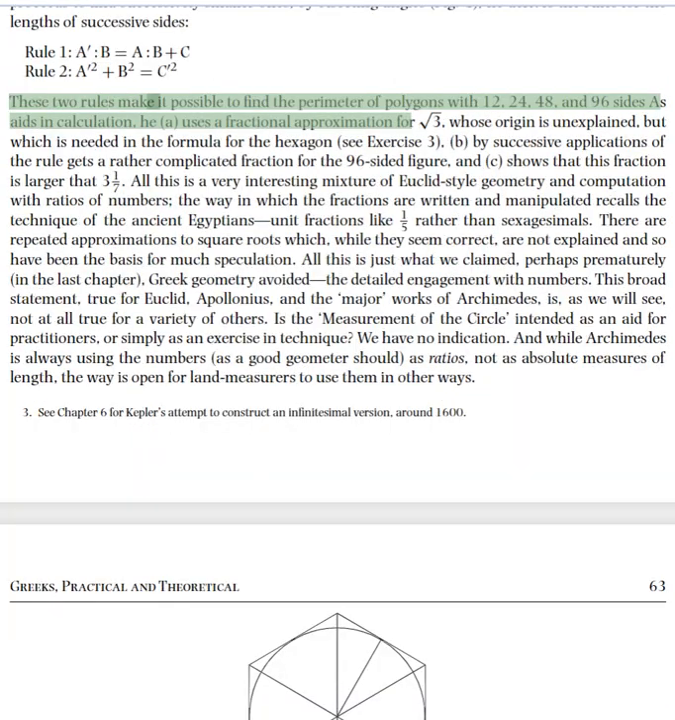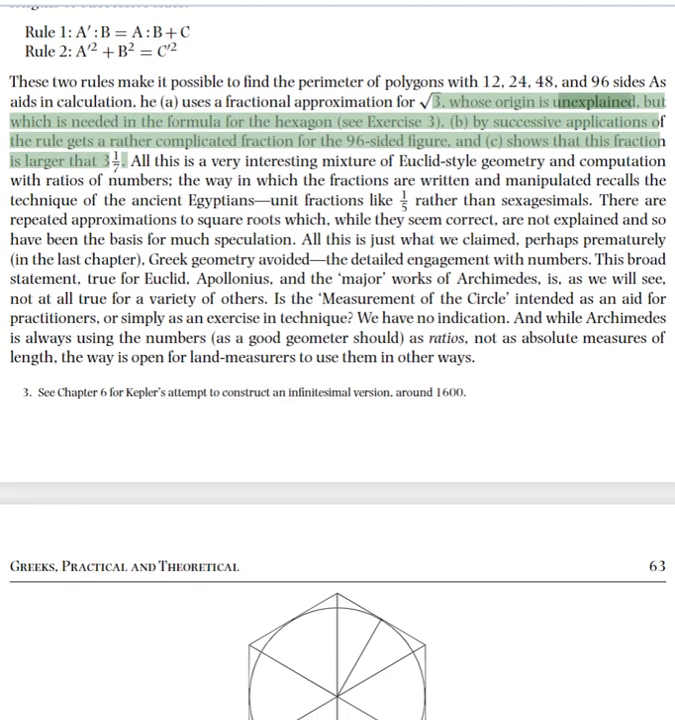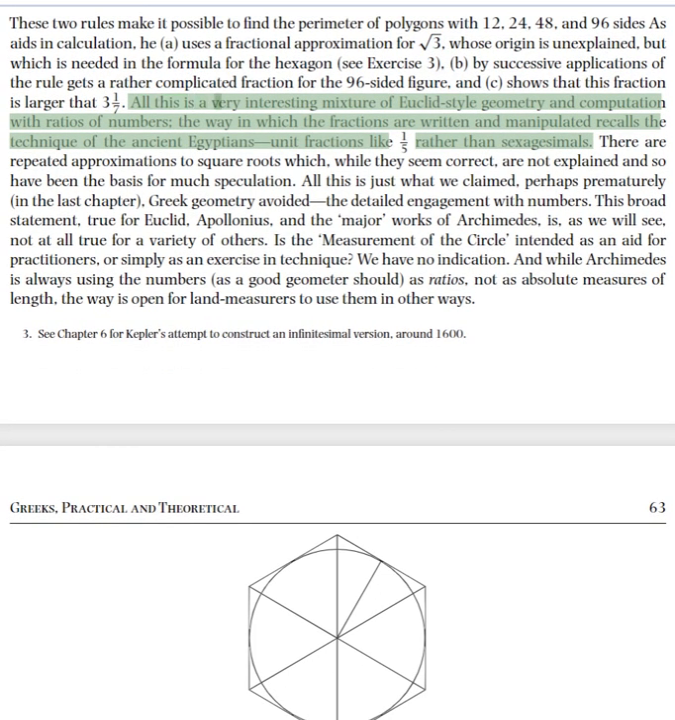These two rules make it possible to find the perimeter of polygons with 12, 24, 48, and 96 sides as aids in calculation. He uses a fractional approximation for √3, whose origin is unexplained, but which is needed in the formula for the hexagon. By successive applications of the rule, he gets a rather complicated fraction for the 96-sided figure, and shows that this fraction is larger than 3 1/7. All this is a very interesting mixture of Euclid-style geometry and computation with ratios of numbers.